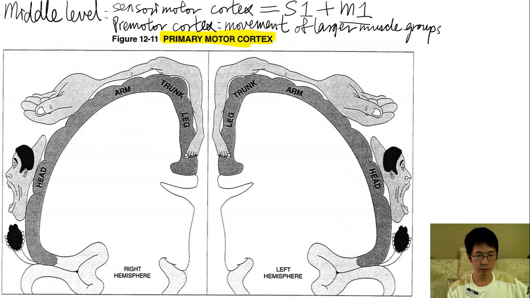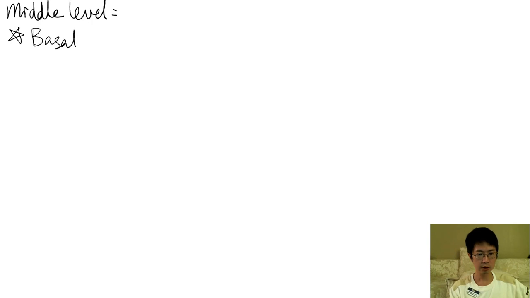we will continue the middle level structure in the next slides because I'm running out of space and we are getting into important topics now. So we continue with the middle level here. We talked about M1 and the premotor cortex in the previous slides. Now we get to, oh, let me put the stars here. Basal ganglia and thalamus.